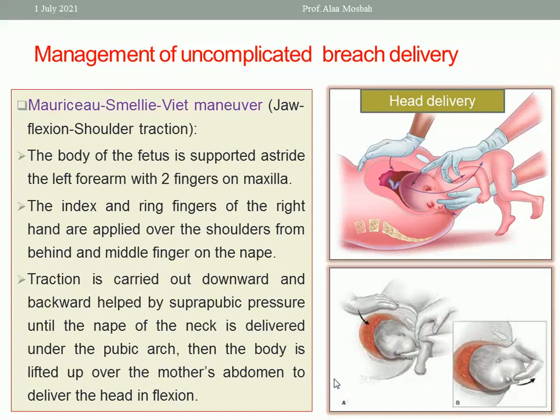Traction is carried out downward and backward, helped by suprapubic pressure until the nape of the neck is delivered under the pubic arch. Then the body is lifted up over the mother's abdomen to deliver the head in flexion, as you see in this picture.